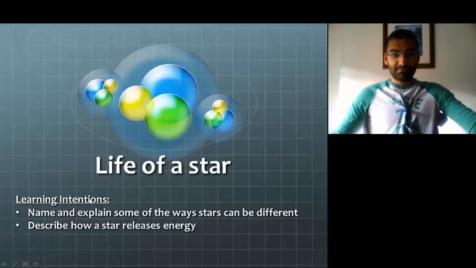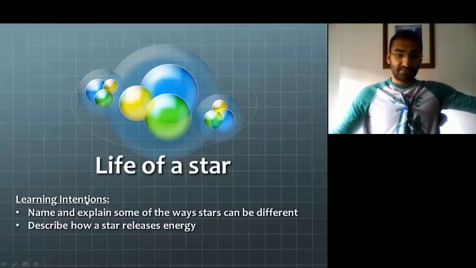Today we're looking at the life of a star. What I'd like you to be able to do by the end of today is explain some of the ways that stars can be different. We know when we look up to the night sky that some stars seem brighter than others, and we want to know why that actually happens. I also want you to describe why stars burn brightly, how they burn brightly, and what is going on inside the star.